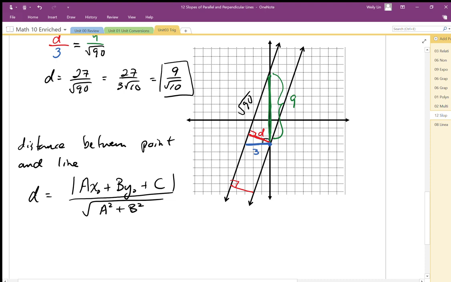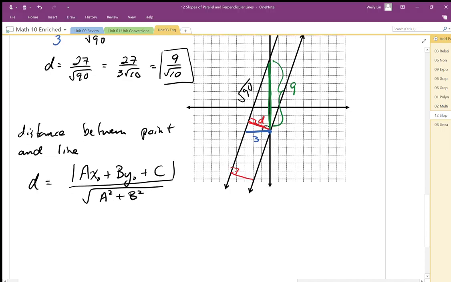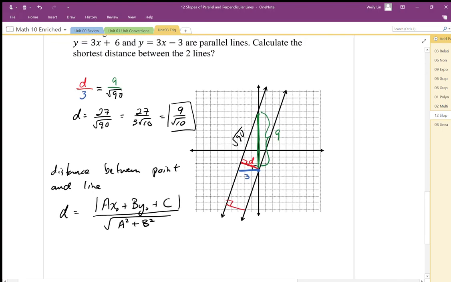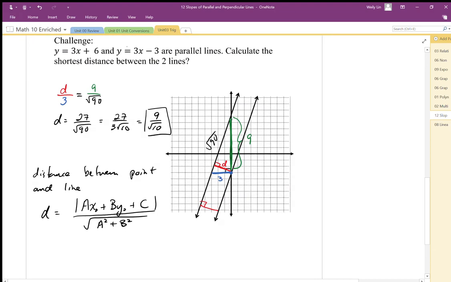So the coefficients a and b show up in the denominator here. What I can do then is take one of these lines, put it into general form, and then find a point on the other line and use that point to calculate this distance. So I'm going to take this line here and just rewrite it in general form: 3x minus y minus 3 equals 0.